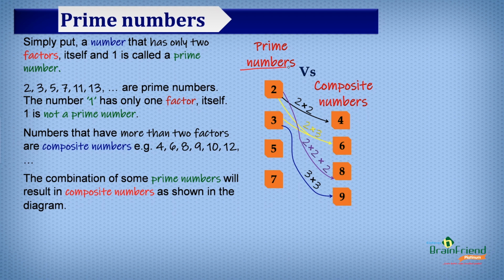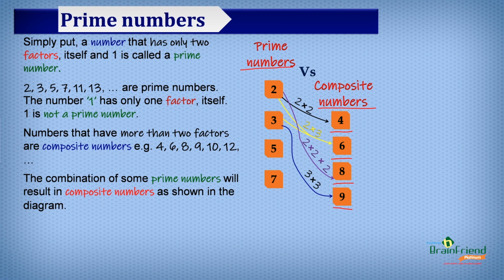Here we have prime numbers in comparison with composite numbers. Don't forget that prime numbers have just 2 factors, while composite numbers have more than 2 factors. Now we have some composite numbers like 4, 6, 8, and 9.